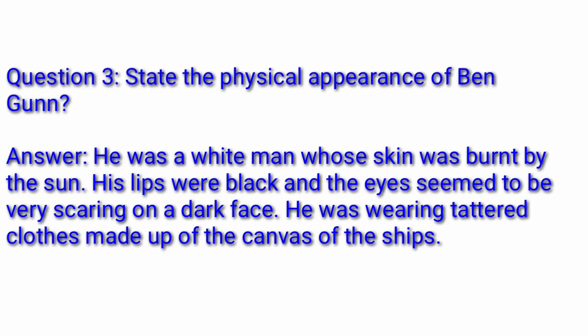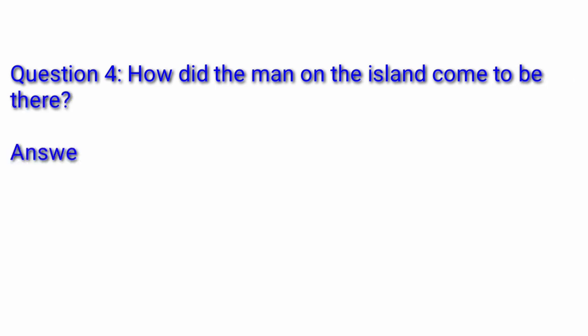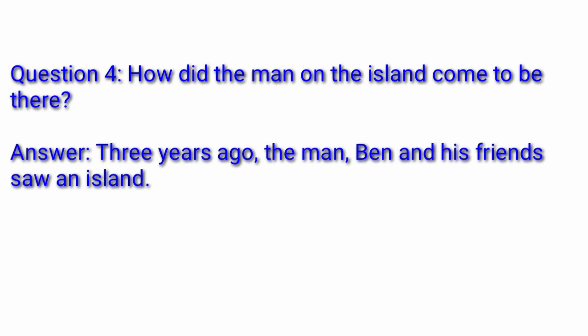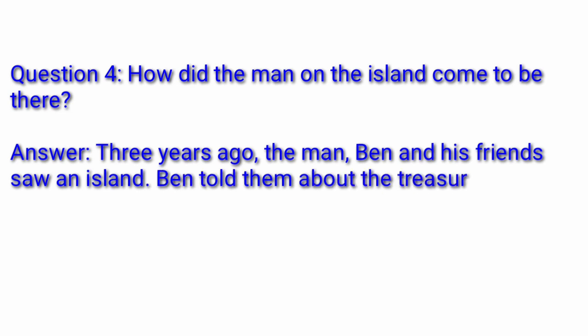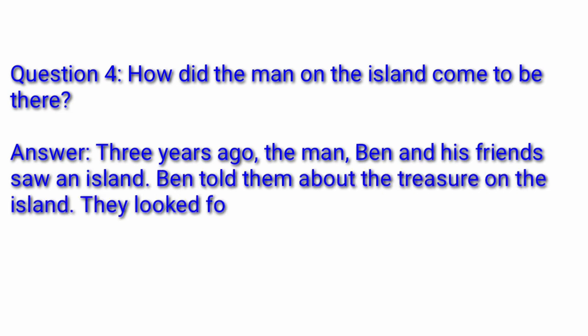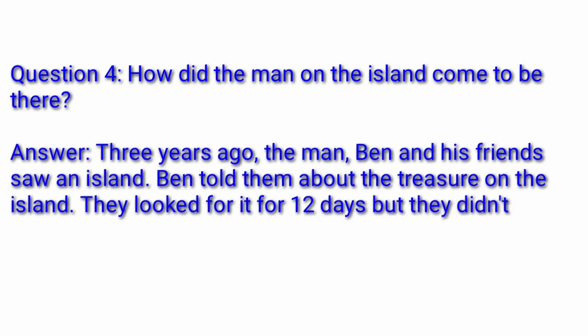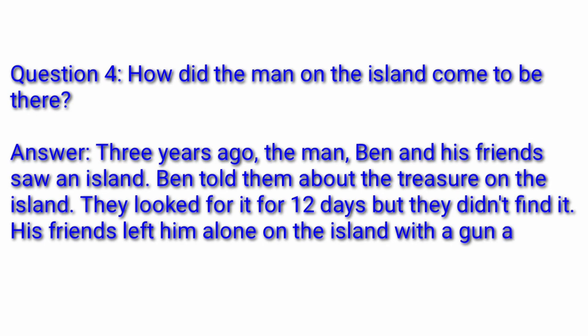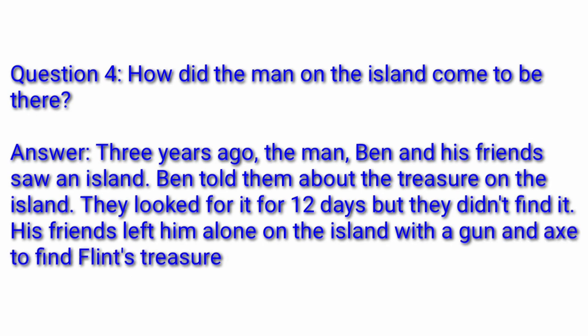Question number 4. How did the man on the island come to be there? Answer: 3 years ago, the man, Ben, and his friends saw an island. Ben told them about the treasure on the island. They looked for it for 12 days, but they didn't find it. His friends left him alone on the island with a gun, asked him to find Flint's treasure, and sailed away.